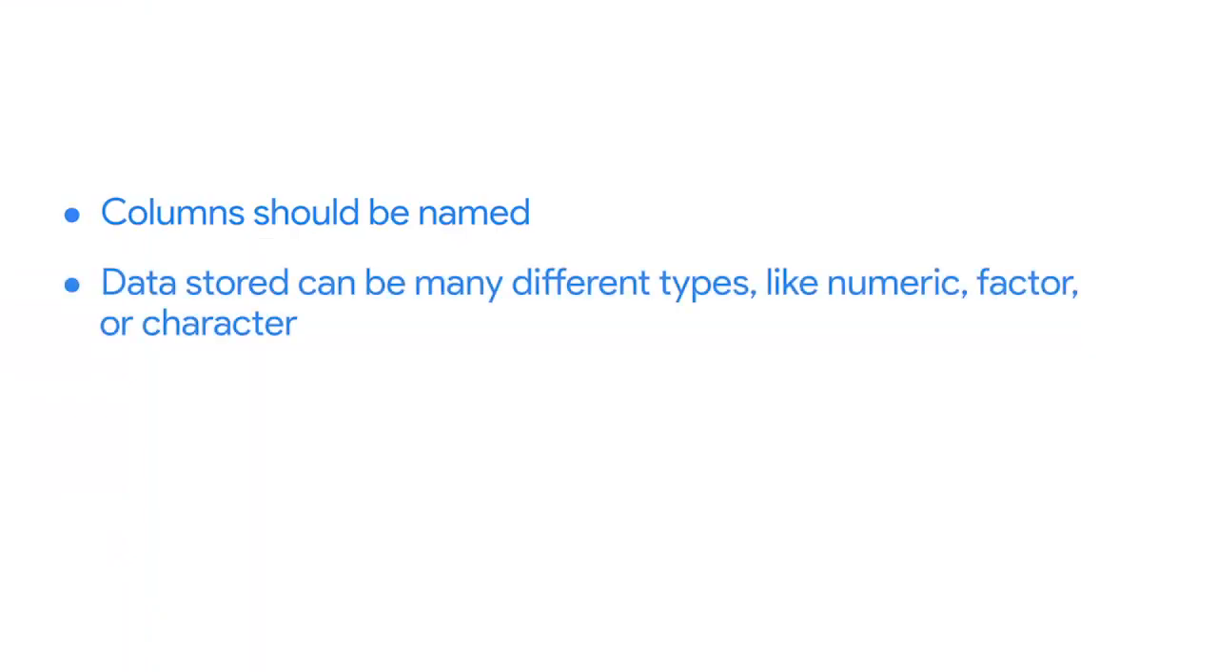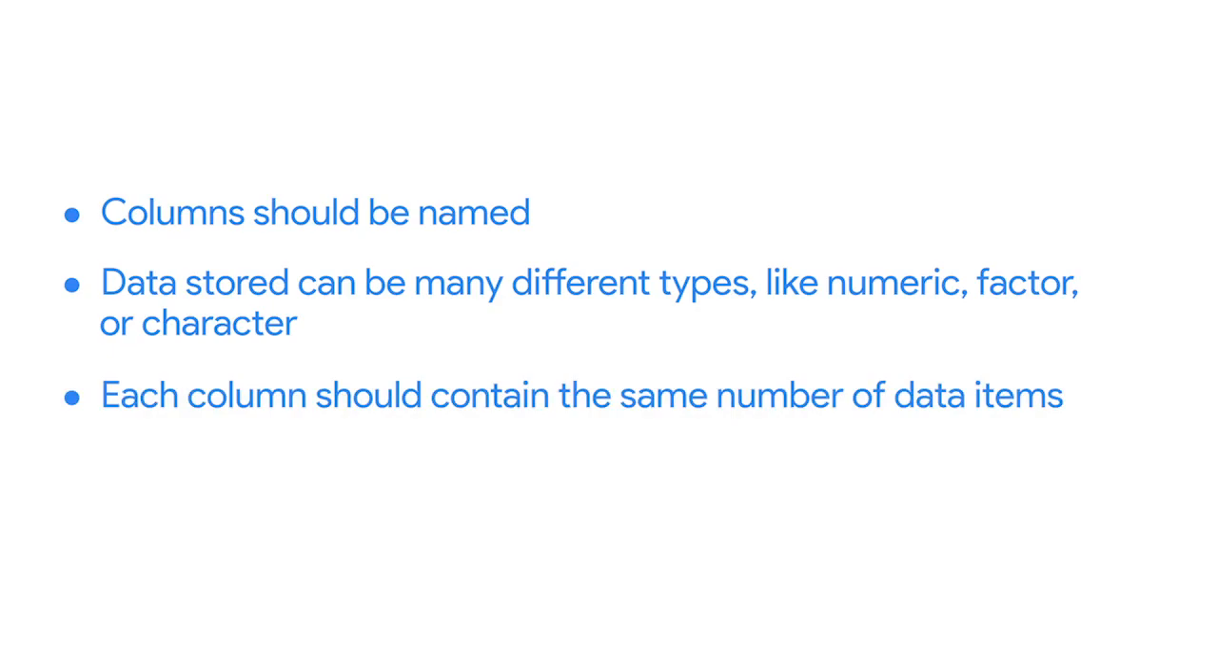Next, it's important to know that the data stored in your data frame can be many different types, like numeric, factor, or character. Often, data frames contain dates, timestamps, and logical vectors. Finally, each column should contain the same number of data items, even if some of those data items are missing. Data frames are foundational. Now, let's talk about tables.